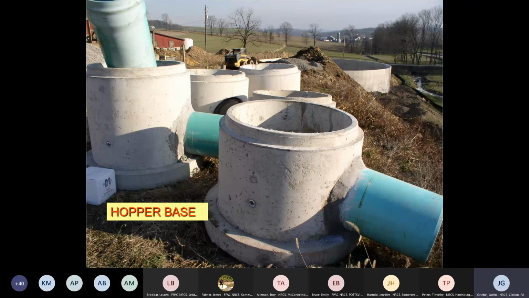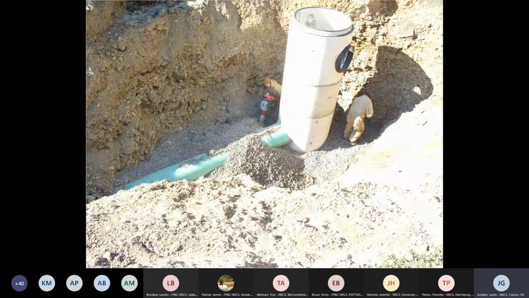Here are the hopper bases. It's one of the transfer items we use for taking the manure from the barn down to the manure storage. We have slopes that we can't exceed whenever we're transferring that manure, and we use these hoppers to help traverse those slopes. And here's a good example of that.